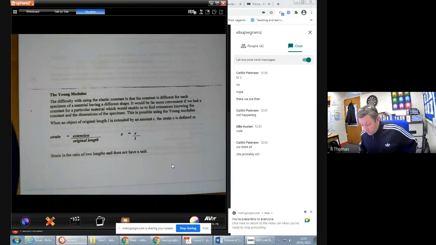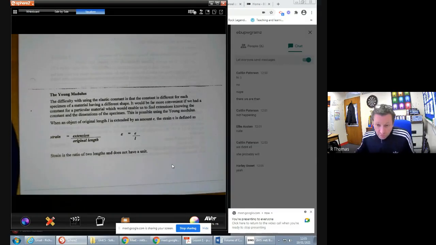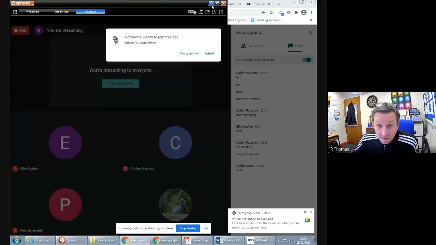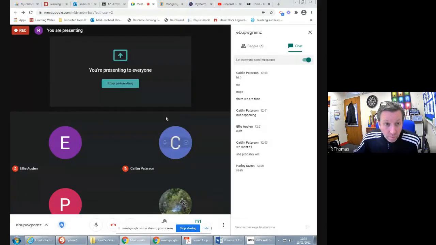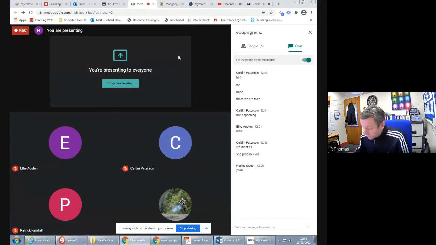And we looked at the graph, and how it's a straight line graph until we reach what's called the elastic limit. And when you reach the elastic limit, then the graph changes and we have what's called a deformation.